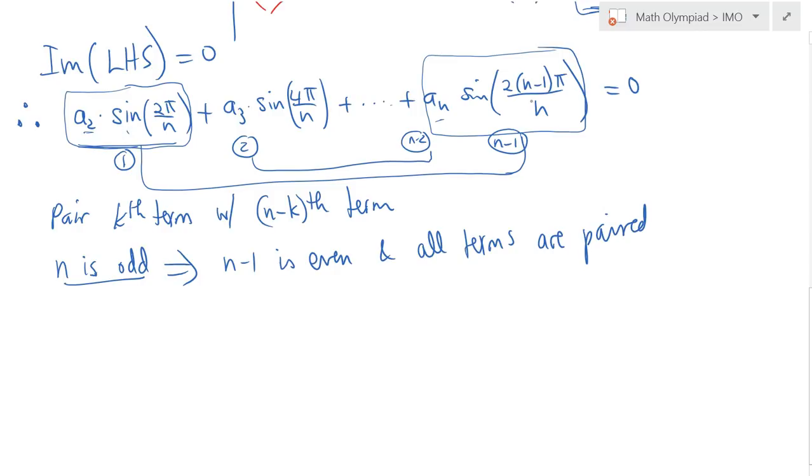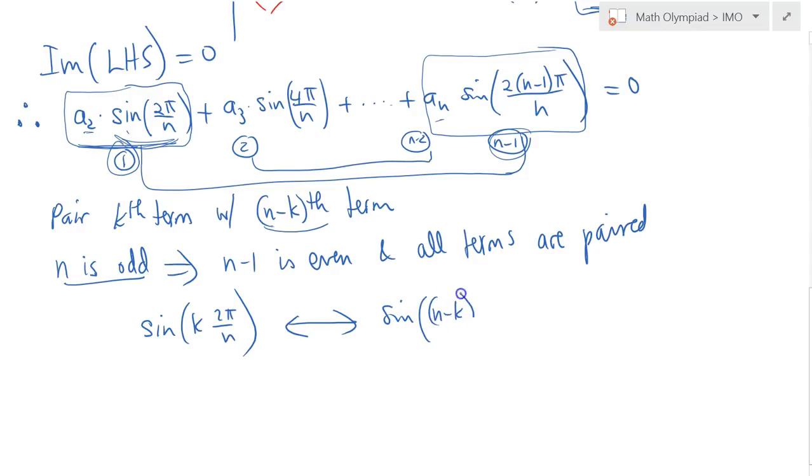Like this one. So what is a typical one? For instance, the kth term would be sine of k times 2 pi over n, and I'm going to pair this with sine of, remember, I'm pairing it with the n minus kth term, right? The 1 goes with n minus 1, and so on. So therefore it will be paired with sine of n minus k, times 2 pi over n.